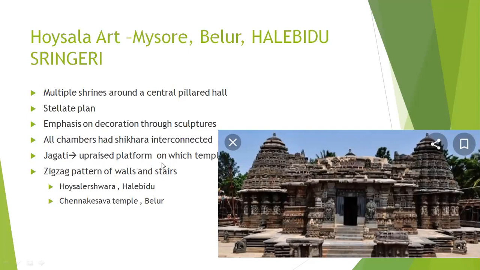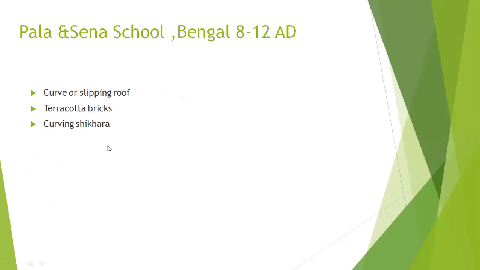Jagati is an upraised platform on which the temple is developed. Look at this. This is known as Jagati. The temple walls and stairs are in a zigzag pattern. Can you just appreciate the zigzag pattern here? For example, the Hoysaleswara temple and the Chennakeshava temple at Belur.